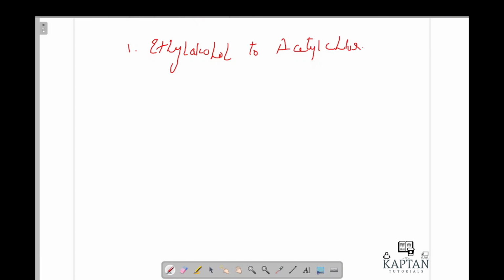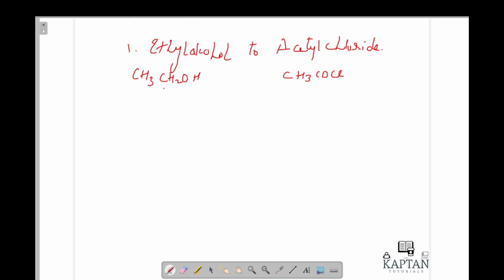Okay. Now how will I carry out the conversion? To carry out a conversion, what we have to do? We first of all write out the formula of ethyl alcohol. So it is CH3CH2OH. Okay. And what is the formula for acetyl chloride? It is CH3COCl. Now I have to carry out the reaction. So what I am observing is that the CH2OH group is changed into a COCl group.